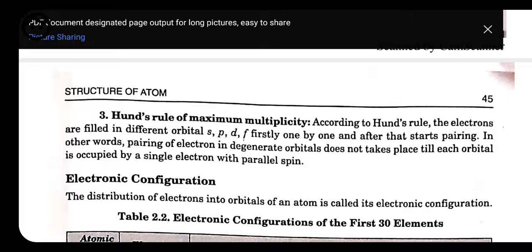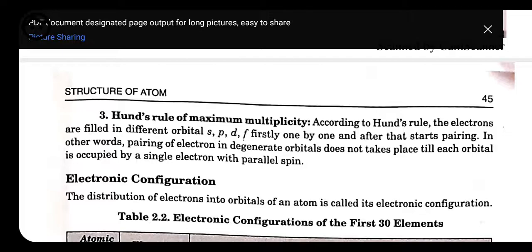Degenerate orbitals are the orbitals which have the same energy, like 2s and 2p, because they both belong to the second orbit. That's why s and p have the same energy. If we talk about 2s and 3s, because they belong to different orbits, they have a difference in energy. But 2s and 2p, because they both belong to the same orbit, have the same energy. So this is called a degenerate orbital, which belongs to the same orbit.